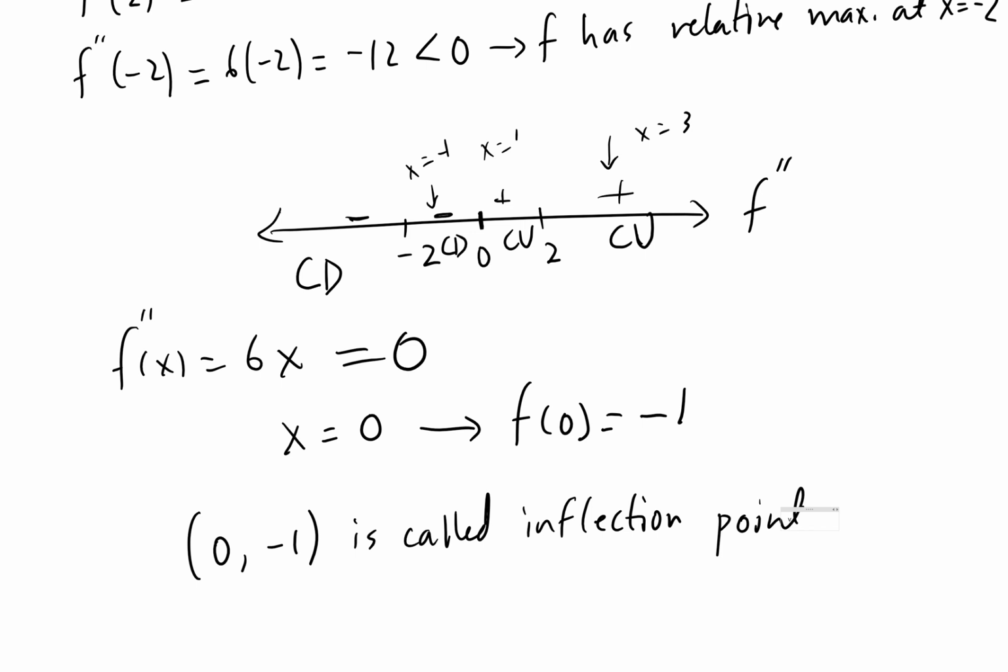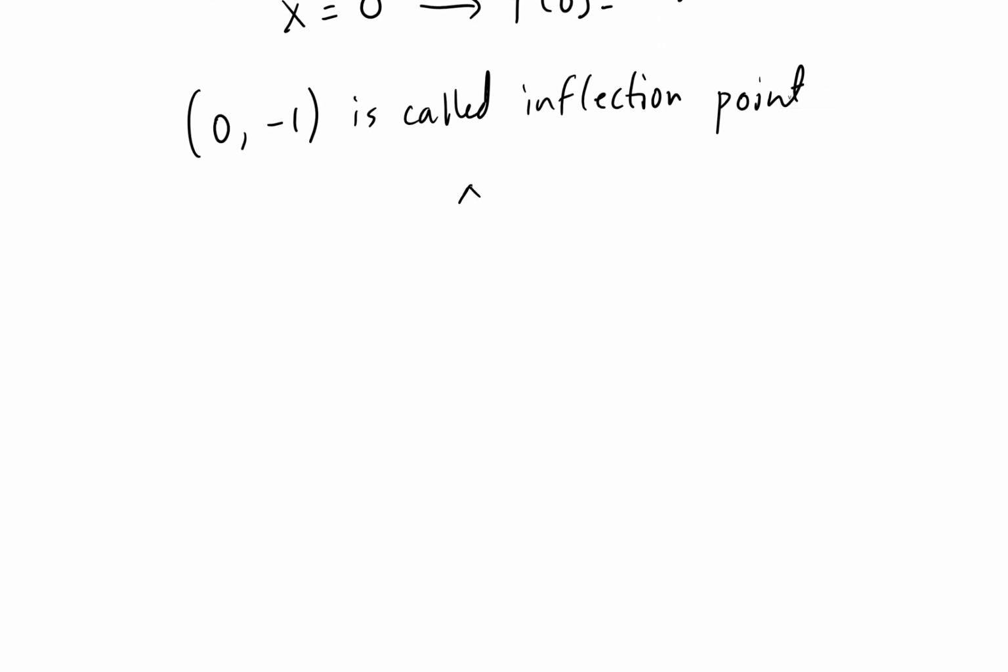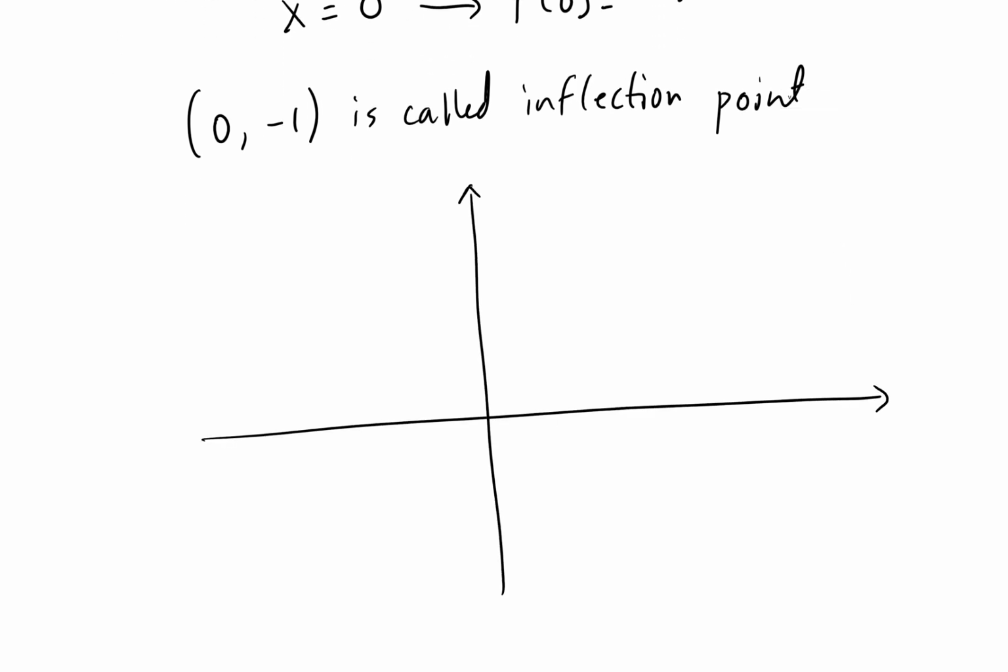So, okay, we move on. Let's take what we have so far and try to graph this function. So (0, -1) is a point of inflection. That's where the graph changes concavity from up to down, or down to up. So it's going to go through that point, (0, -1).